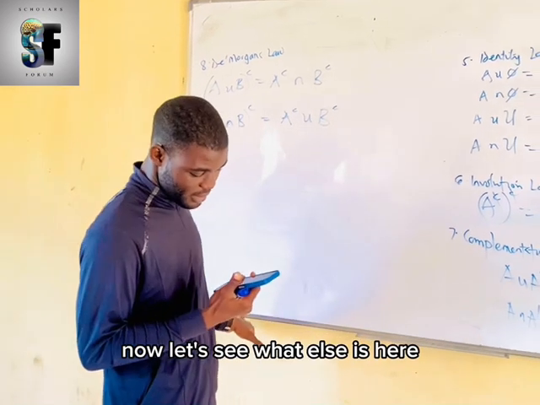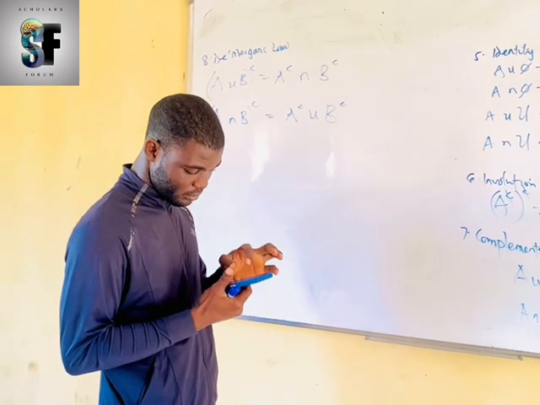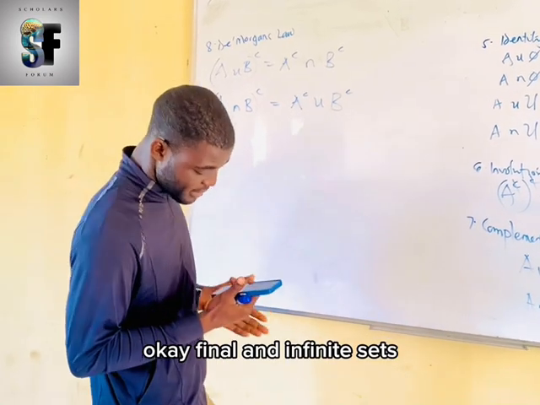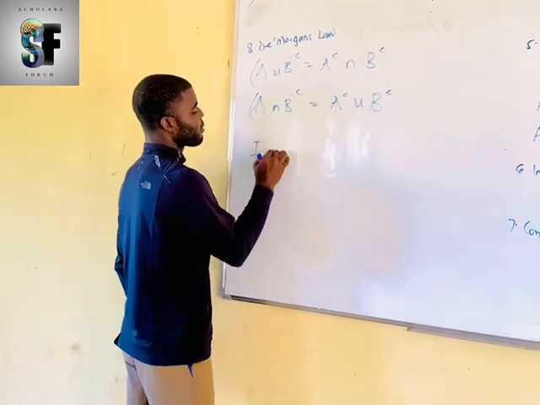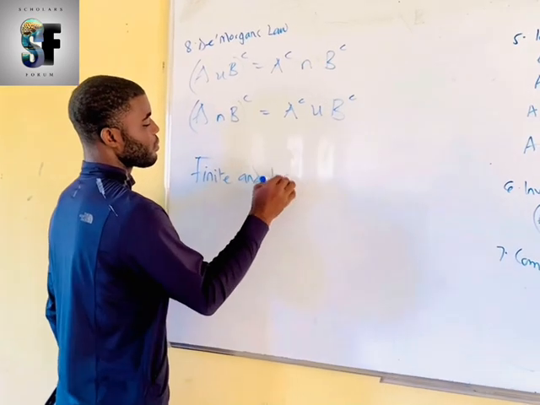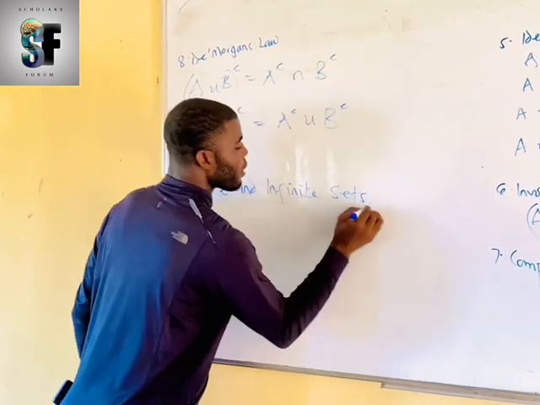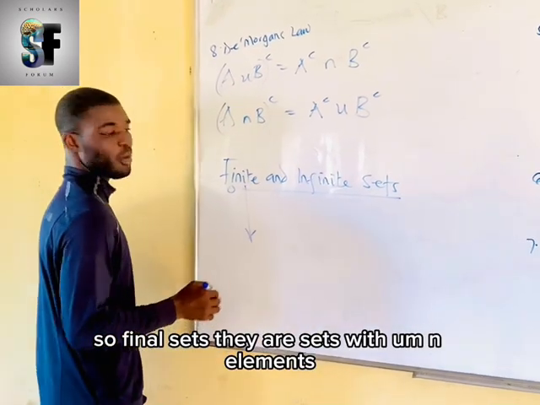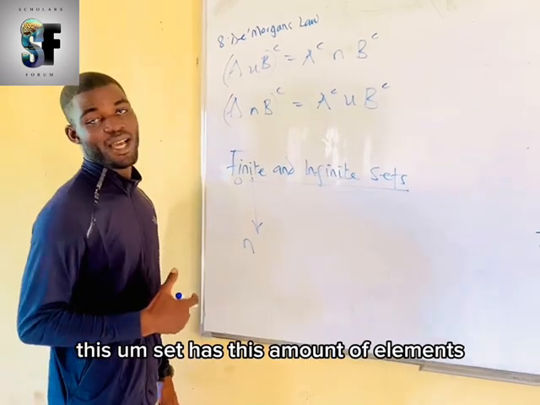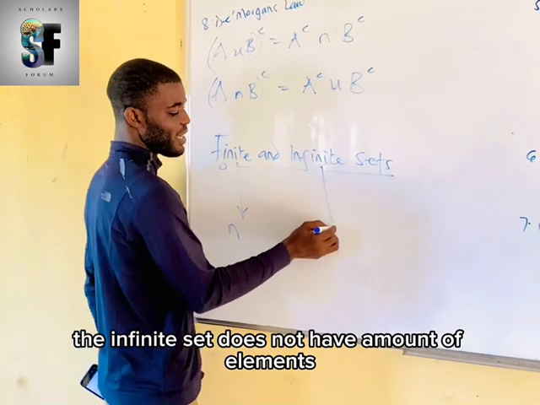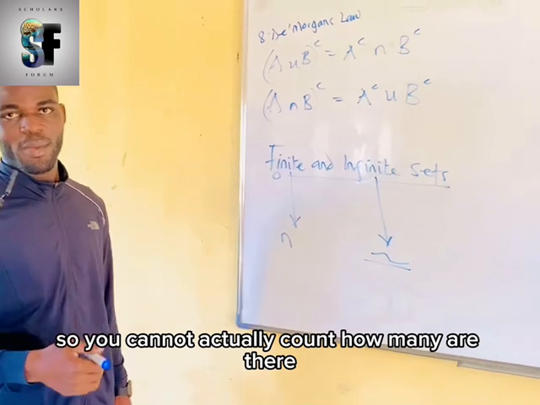Now let's see what else is here and what else is not here. Okay, finite and infinite sets. Finite sets are sets with n elements. You can count them. You can say yes, this set has so many elements. The infinite set does not have a fixed number of elements, so you cannot actually count how many there are.